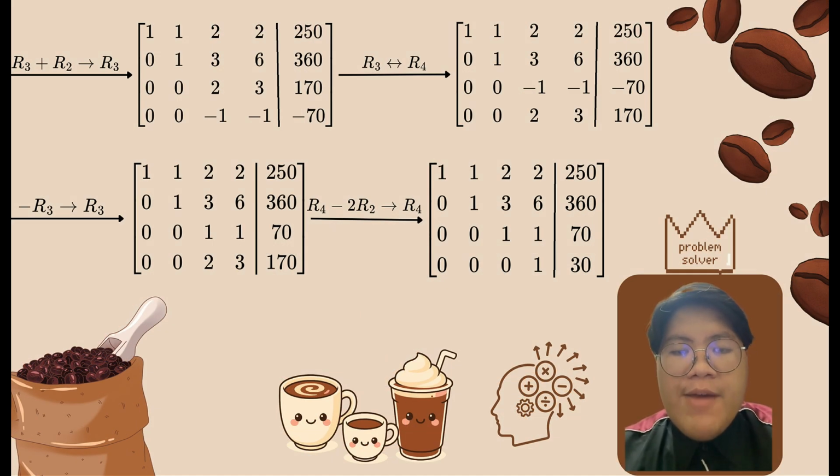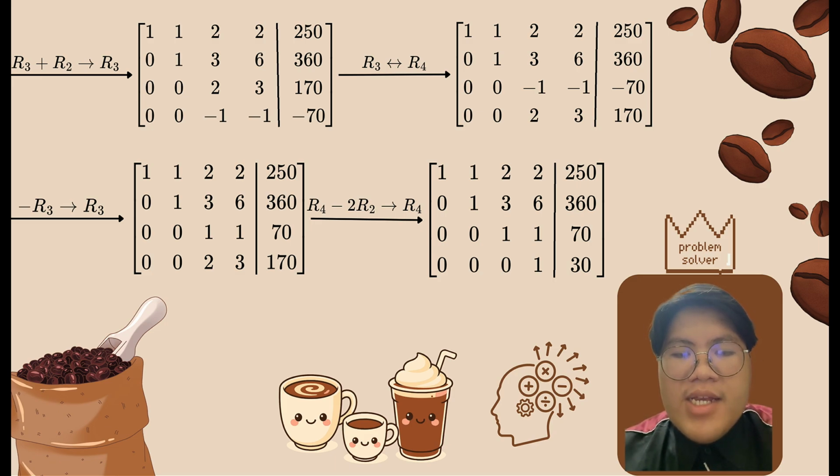Continuing our Gaussian elimination on this slide, we perform the operation row 3 plus row 2, which becomes the new row 3. This eliminates the negative 1 in the second column of row 3, resulting in a new row 3 of 0, 0, 2, 3 augmented by 170. Row 4 remains 0, 0, negative 1, negative 1 augmented by negative 70.